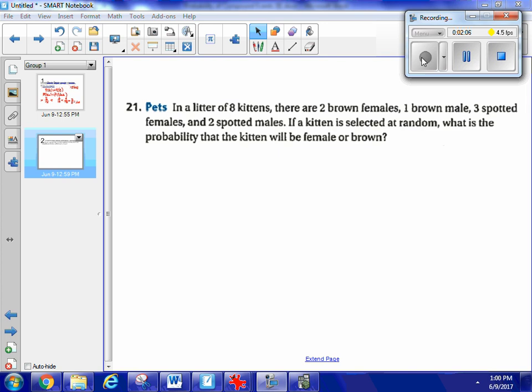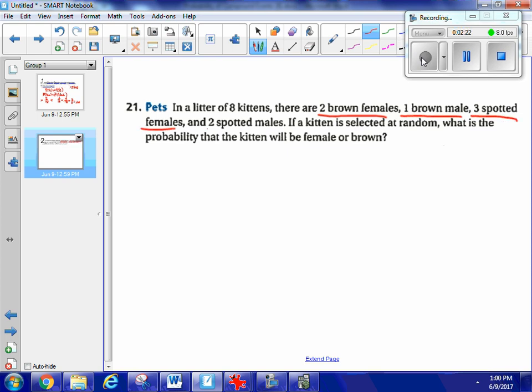Let's try a different problem. You got to read these carefully. So, in a litter of 8 kittens, 2 brown females, 1 brown male, 3 spotted females, and 2 spotted males. So I'm going to select a kitten at random. What is the probability that the kitten will be female or brown?